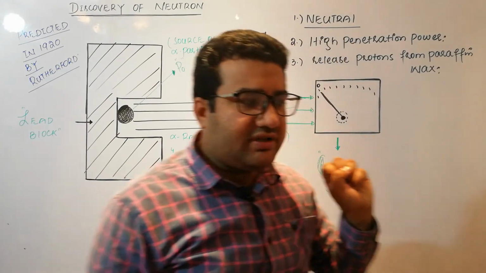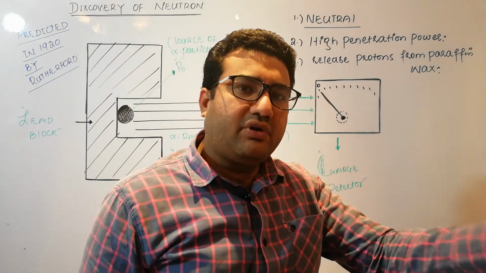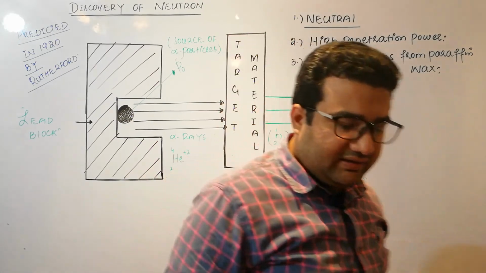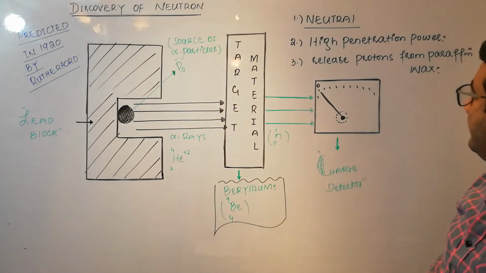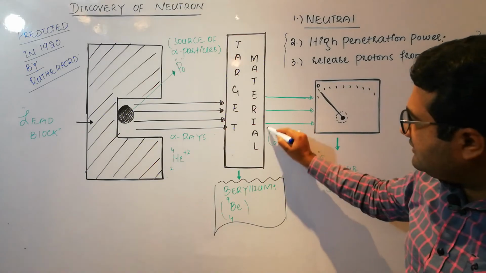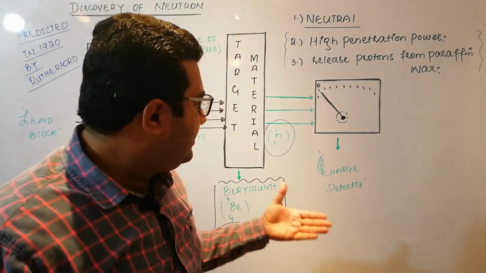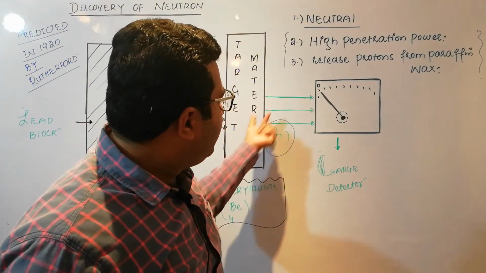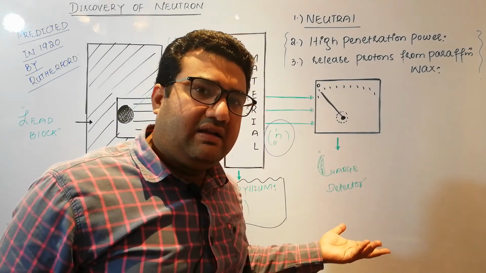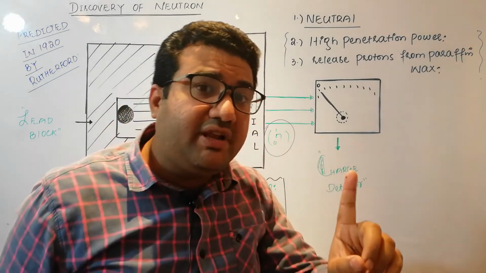So when neutrons are bombarded on the paraffin wax, the neutrons make the protons, or H positive ions, knock out from the paraffin wax. These are two properties due to which it was confirmed that these radiations are neutrons, these are not gamma rays. As I have already mentioned, when beryllium emitted some radiation, it was thought that these radiations are gamma rays. But these two properties confirmed that these radiations cannot be gamma rays.